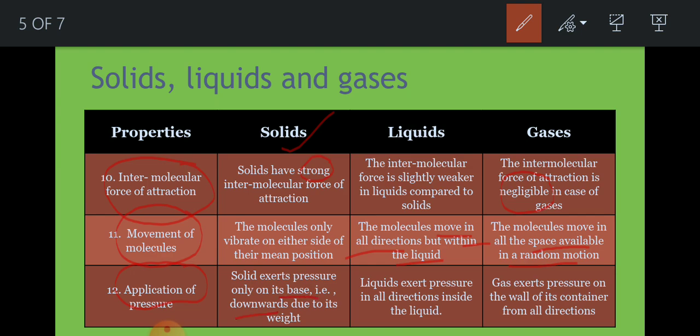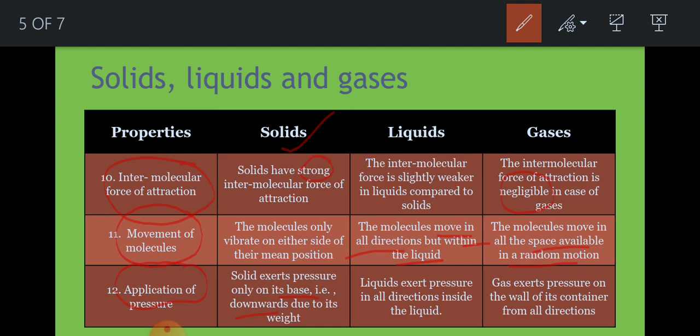Why? Due to its weight. And weight I have already discussed in the previous video, that is, the difference between mass and weight. Now, here we generally see that solids exert pressure where? Downwards. And what is the reason? Due to its weight.